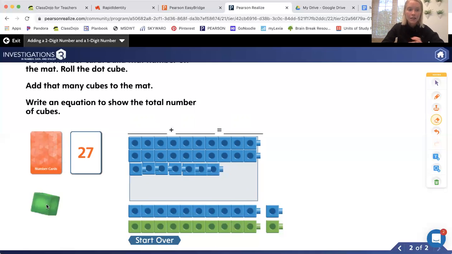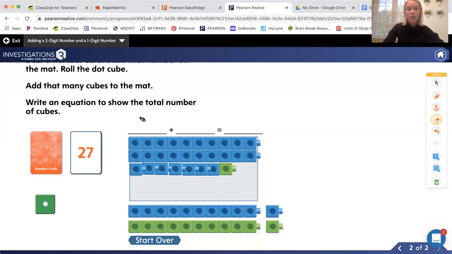Okay, and now I'm going to roll my dice. 1. I'm gonna roll that again. It wants me to do 1. Okay, so for this one, we can say 27, and if we add on 1 more, we just count 1 number, which would be 27. 1 more would be 28. If you need to count the cubes, you could definitely count the cubes.